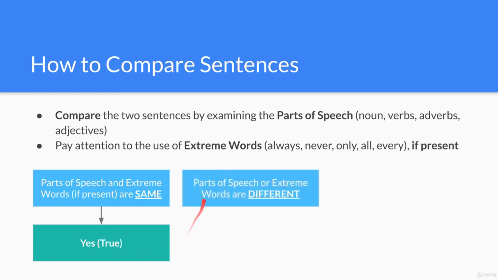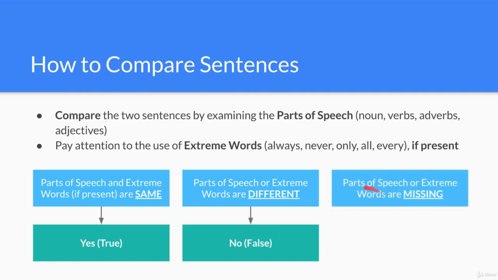If, on the other hand, the parts of speech or the extreme words are different from one another, meaning that they do not agree with one another, the information is different. And it doesn't have to be all the pieces of information that are different. Even if one tiny little piece of information is different, then the answer is going to be no or false.